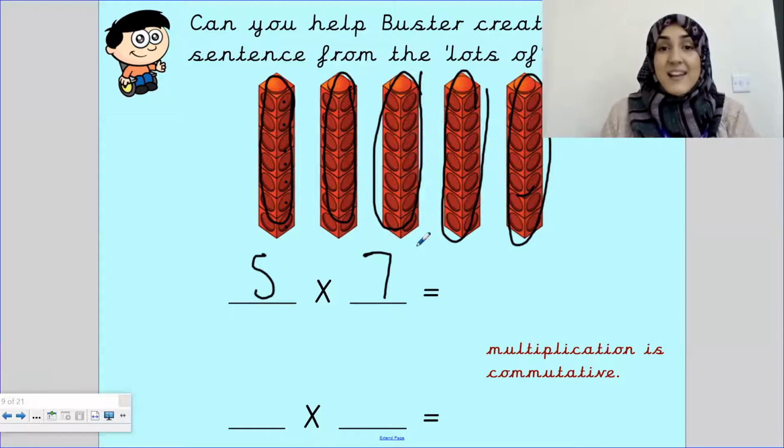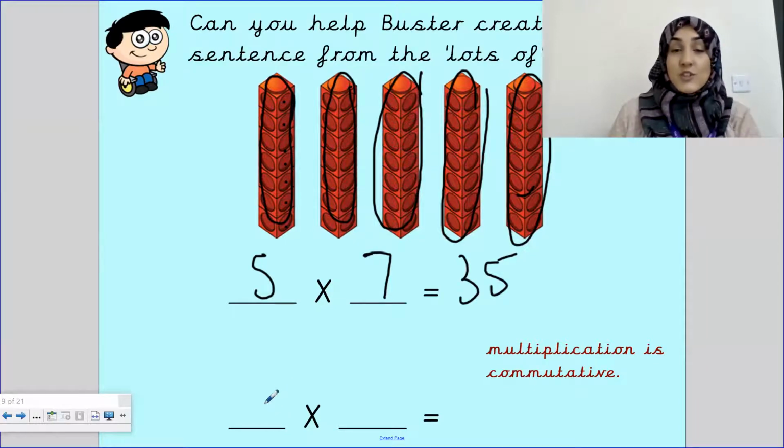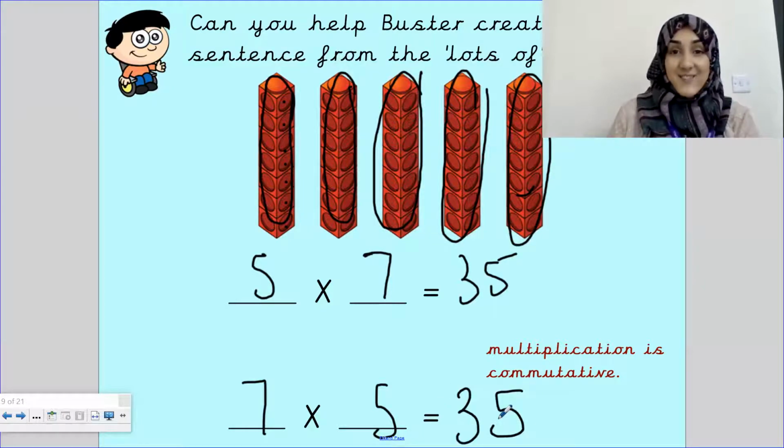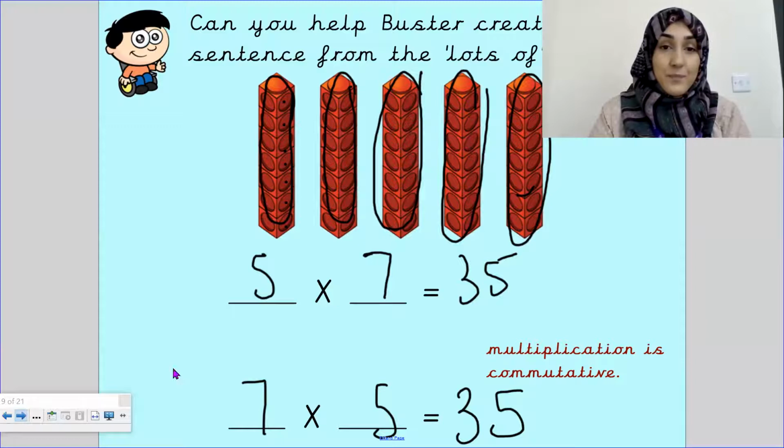5 multiplied by 7 equals, counting your 5s, fantastic, 35. Because multiplication is commutative, we can also do 7 multiplied by 5, which gives us the same answer, 35. Fantastic.